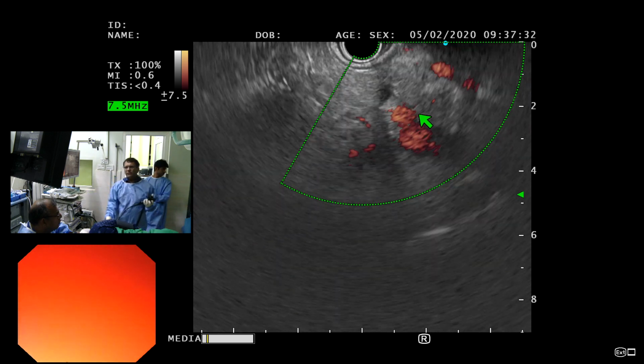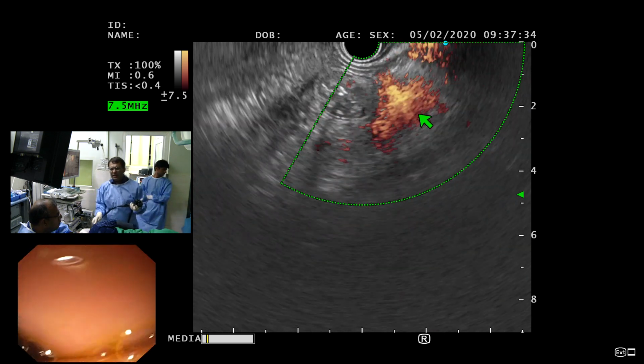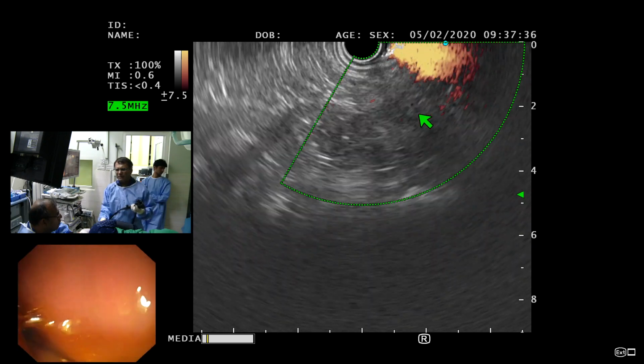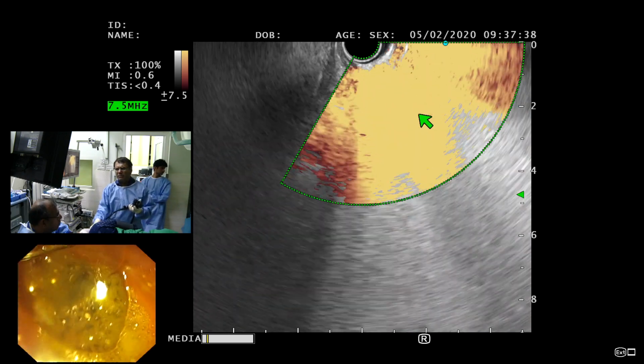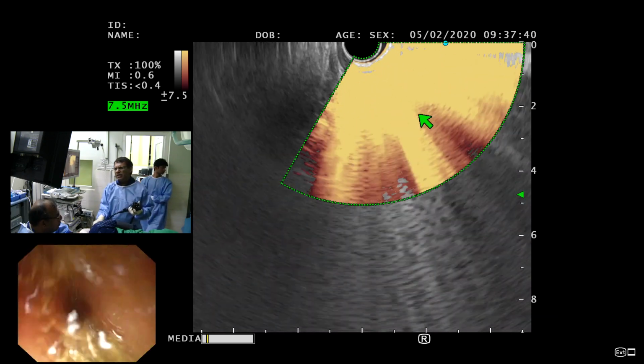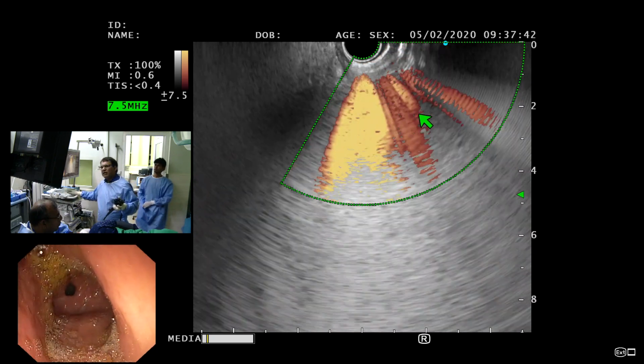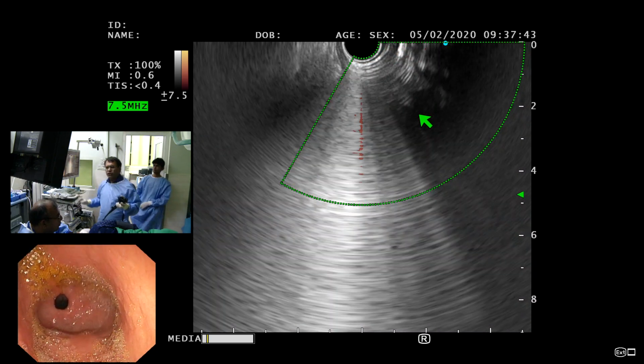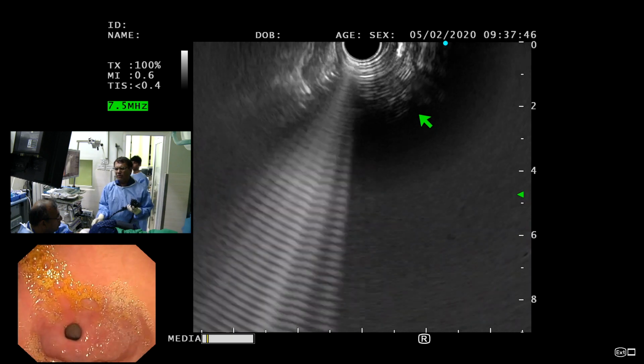Okay, so that's where we are, right? That looks fine. Let me show you from the duodenal bulb a little bit. I already did the D2 side, so I don't know if they saw that. I can show that again if needed when they want to.